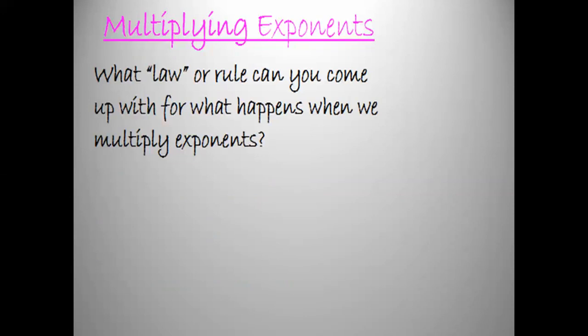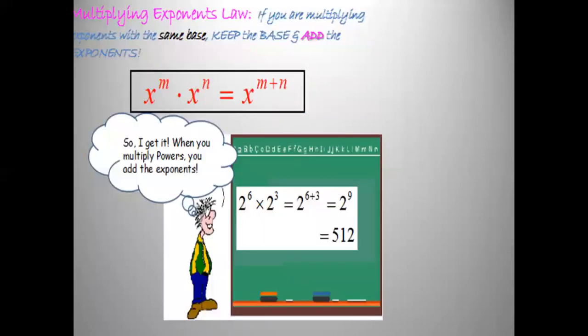First is multiplying exponents. What does that mean? What law or rule can you come up with for what happens when you multiply the exponents? That means the multiplying exponent law. If you are multiplying exponents with the same base, remember, same base, keep the base and add all the exponents. For example, x raised to the power m multiplied by x raised to the power n. Here you can see there is a multiplication sign in between. So the formula will become x raised to m plus n. We are adding the powers.